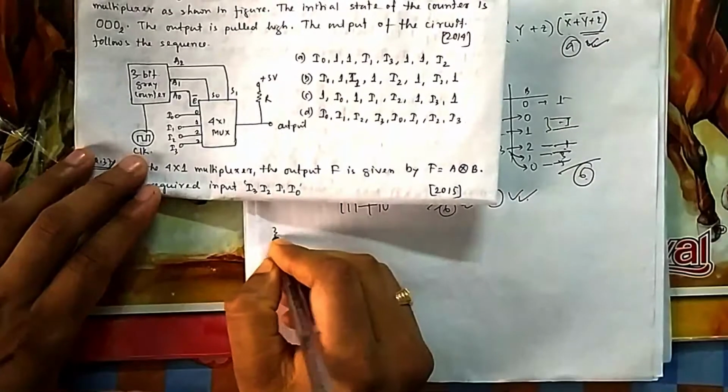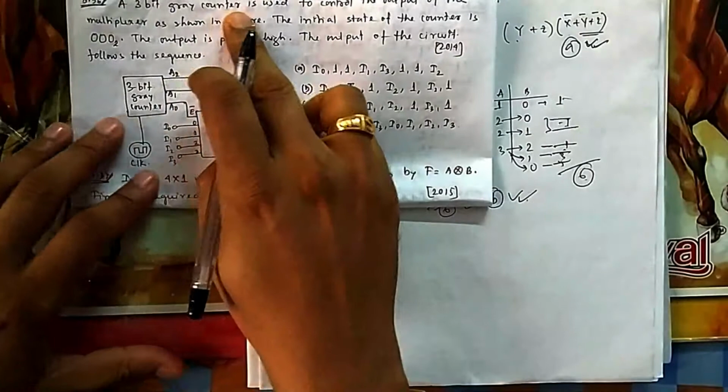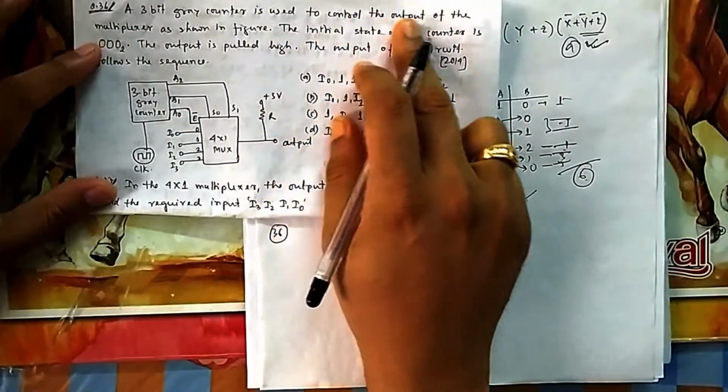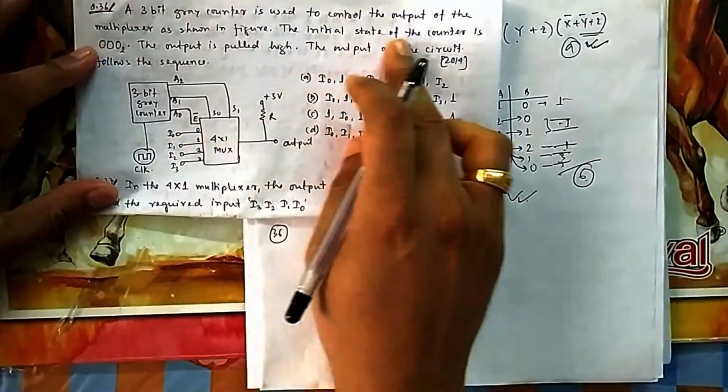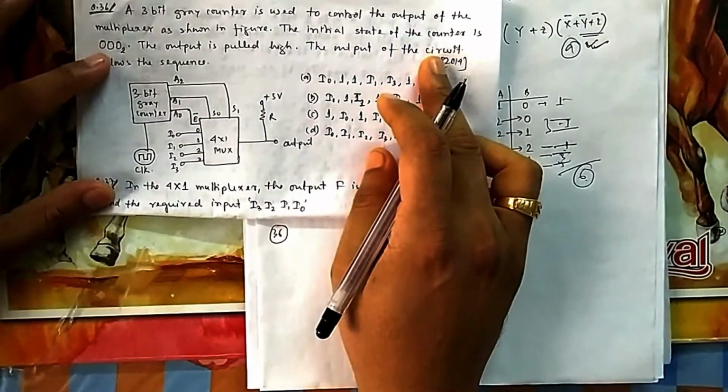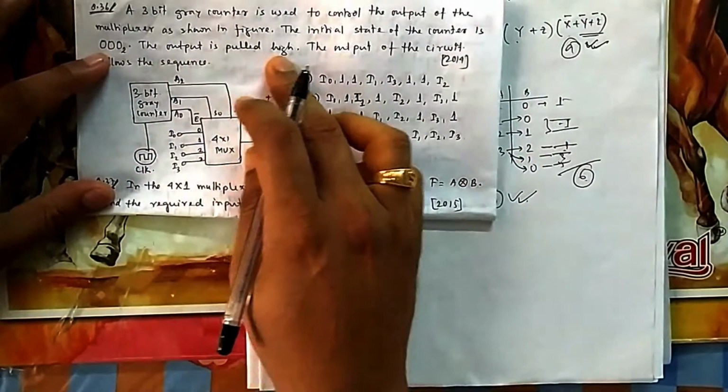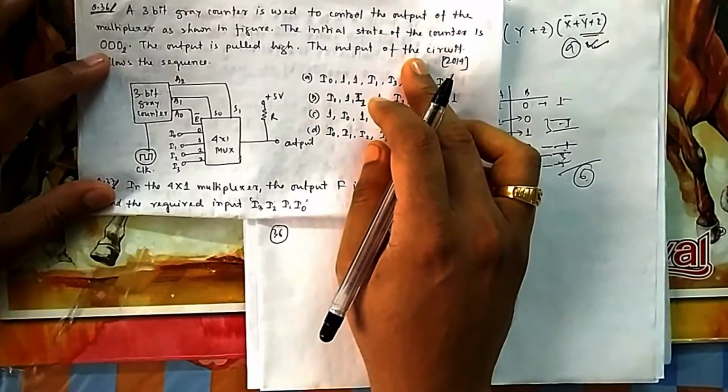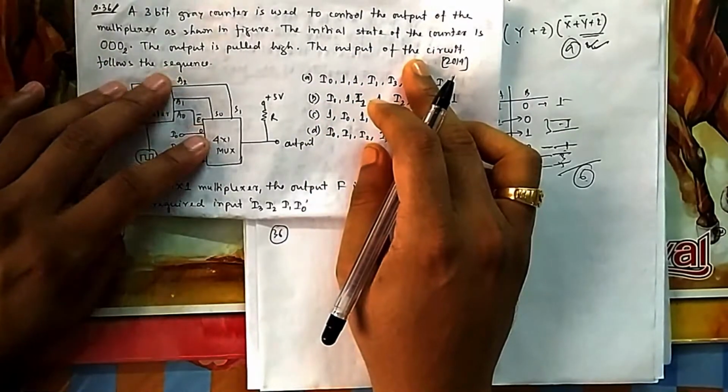Okay students, in question number 36 what they are asking is: a 3-bit gray counter is used to control the output of the multiplexer shown in the figure. The initial state of the counter is 000. The output is pulled high. The output of the circuit follows the sequence.